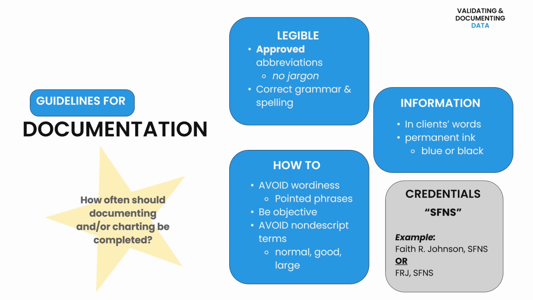And then lastly is credentials. When you are signing as a nursing student, you'll use SFNS. It's in the gray box on this slide. That just says that you're a St. Francis nursing student. So I gave an example. If I was going to do my full name, it would be Faith R. Johnson, SFNS. Or if I utilize my initials, you'll utilize your first, middle, and last. So FRJ and then comma SFNS.